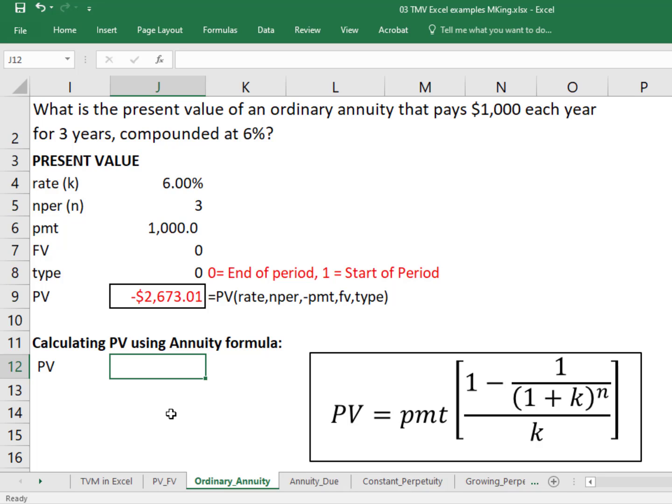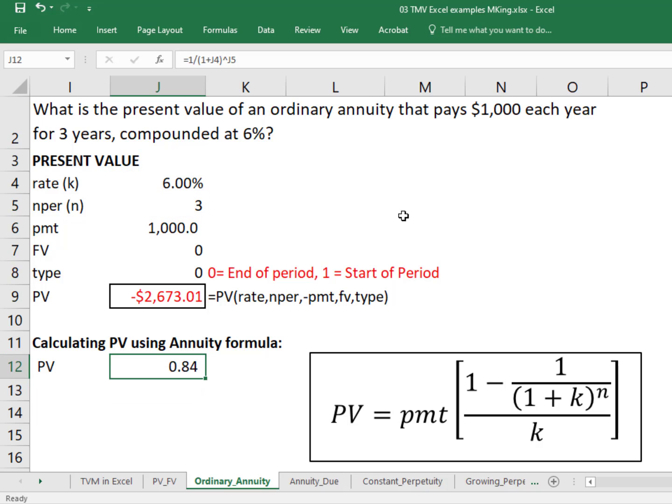Now we're going to calculate the present value of this annuity using a formula, and we're going to have to be careful to get our order of operation correct. So we're going to enter it in the cell J12 using the equal sign. And let's start by building from the inside out. I'm going to start by doing 1 over 1 plus k to the n. 1 divided by, open brackets, 1 plus the rate of interest, close brackets, to the number of periods.